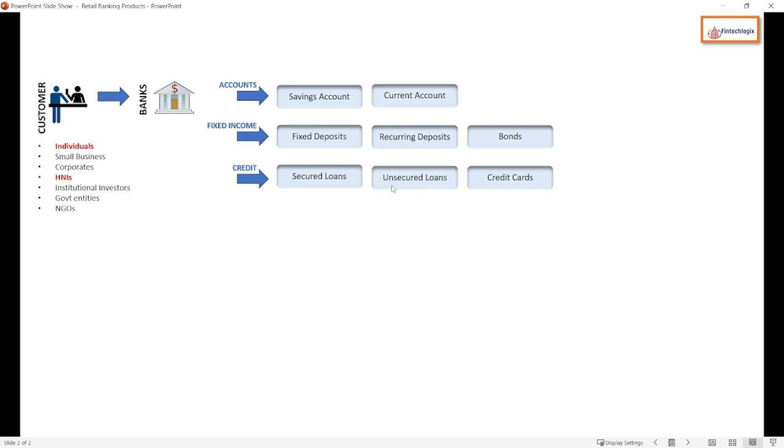The next category, or probably the biggest product line offered by banks, are the products offered in credit, right? So broadly, under credit or loans, as we call it, these are of multiple types. So secured loan is the first one where we need to give some collateral, right? So examples can be, let's say, home loan, vehicle loans.